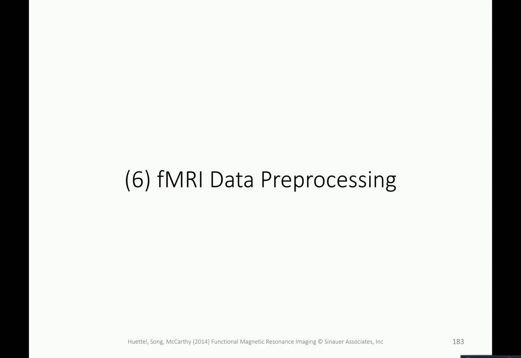So today, fMRI data preprocessing, which is, at least in some labs, a big thing. In papers, it's usually like 3 or 4 sentences that say we did realignment, smoothing, and normalization using SPM 12. And that's usually what this refers to.